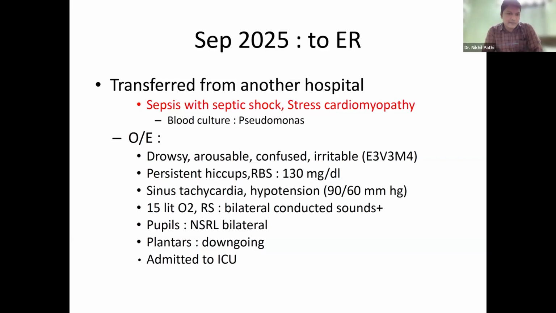At the time of her initial evaluation, she was drowsy, arousable, but she was confused and irritable. She had persistent hiccups. The sugar at that time was 130 milligrams per deciliter. She was tachycardic. She was also hypotensive with mild dehydration. She needed about 12 to 15 liters of oxygen to maintain SpO2 of 98, 99%. There were some pooled oral secretions, and she had conducted sounds in her lungs. Pupils were normal in size, reacting to light bilaterally. Plantars were downgoing. So she was not in great shape. Her sensorium was depressed. She was hypotensive. So she warranted admission and she was admitted to ICU.